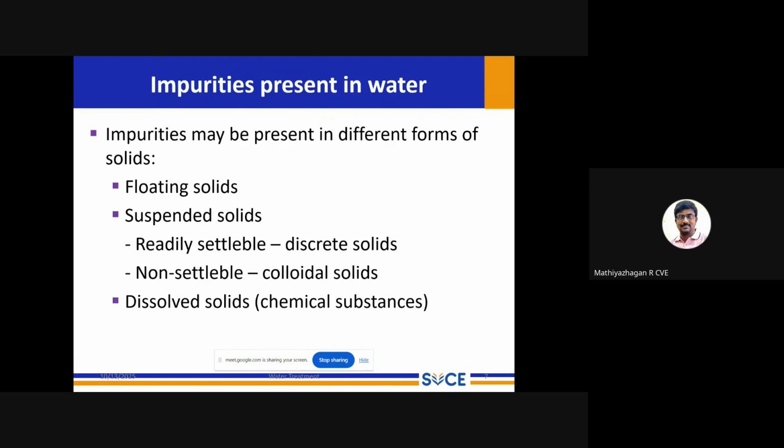Then we have the suspended solids. Suspended means we can see the solids with our naked eyes. Those kinds of solids are called suspended solids. In that, we have settleable and non-settleable solids. There is no issue to remove the settleable solids. They are also called discrete solids. Whenever we retard the flow, the discrete solids present in the raw water immediately settle down.